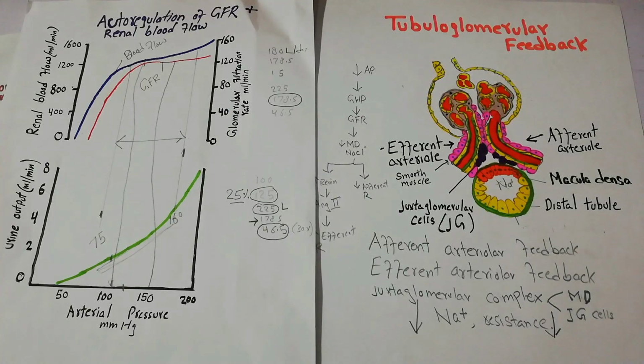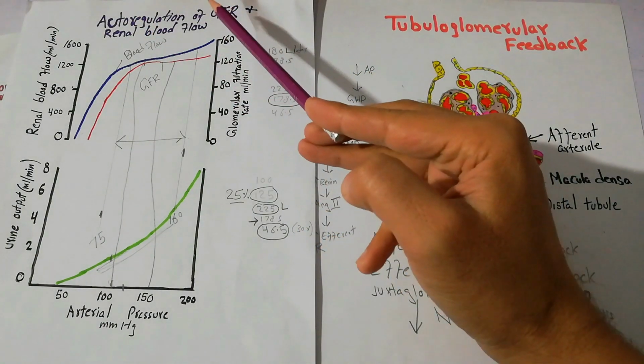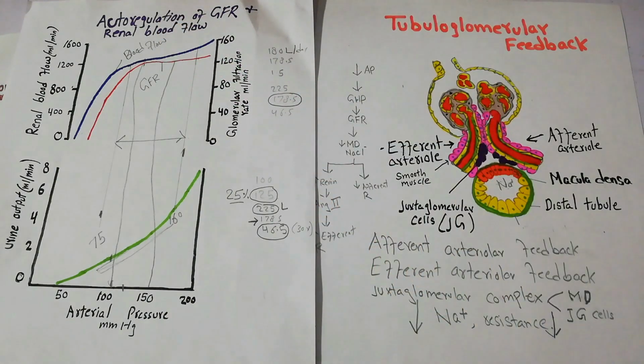Today, in this lecture, we are going to talk about concepts related to the macula densa and its role in the tubuloglomerular feedback mechanism and autoregulation of GFR and renal blood flow. The macula densa are specialized cells present in the distal tubule of the nephron, and they try to regulate the amount of sodium delivered to the distal tubule.